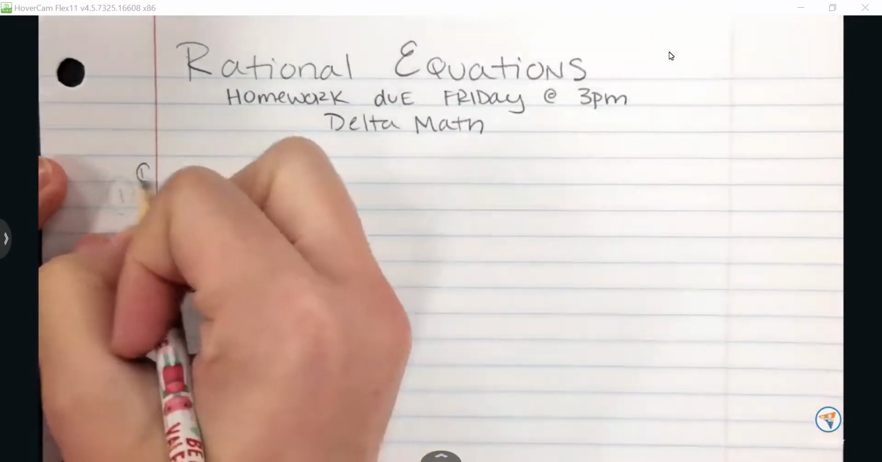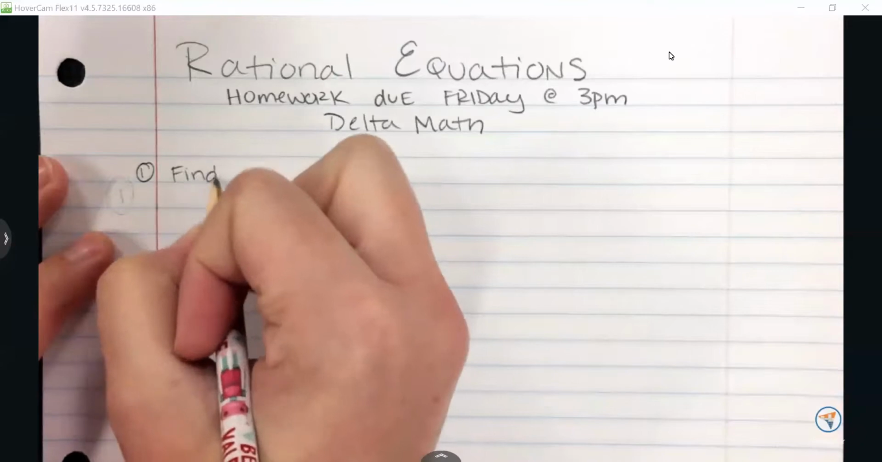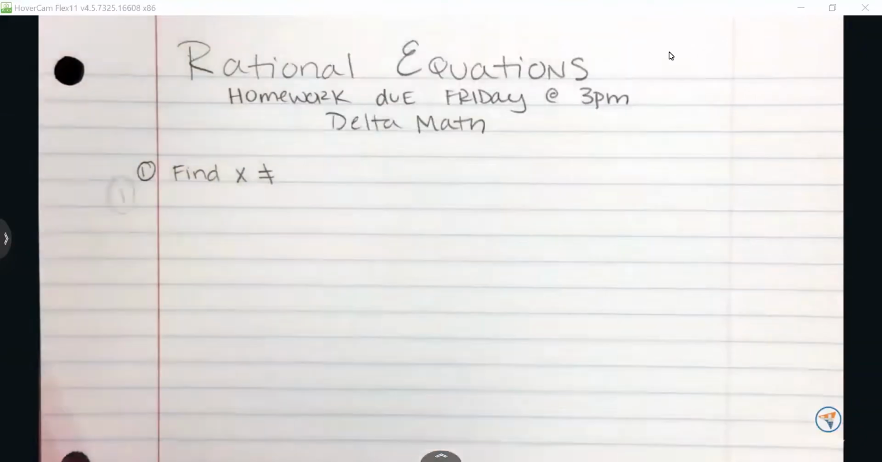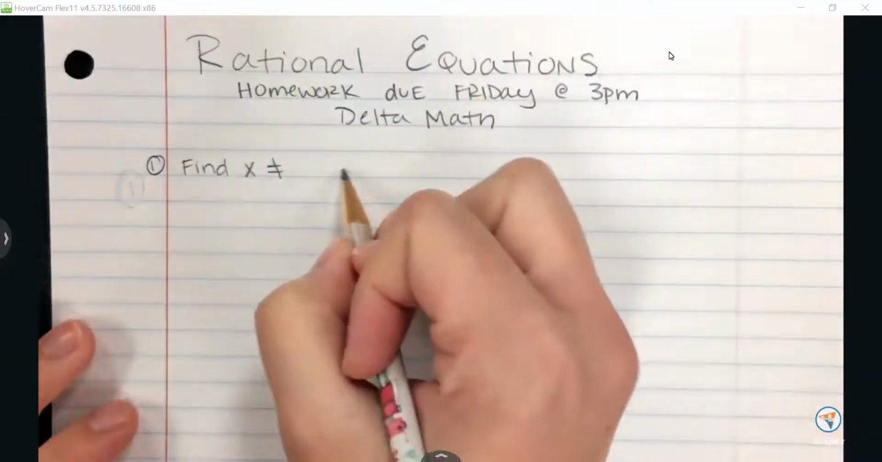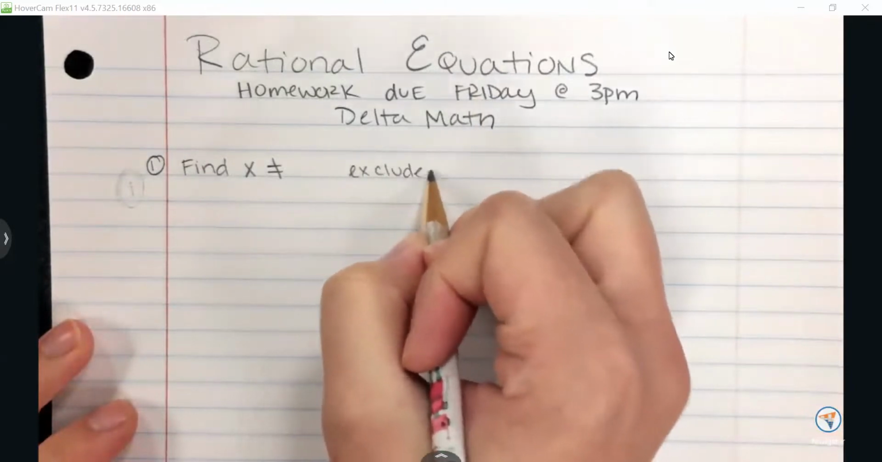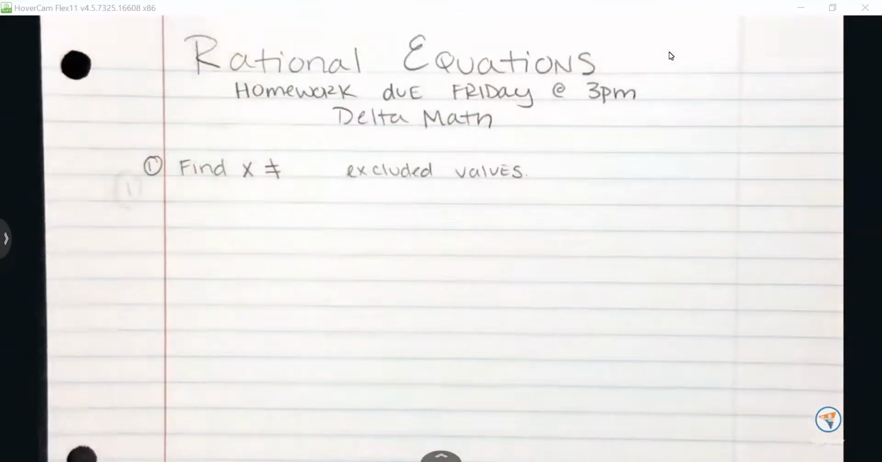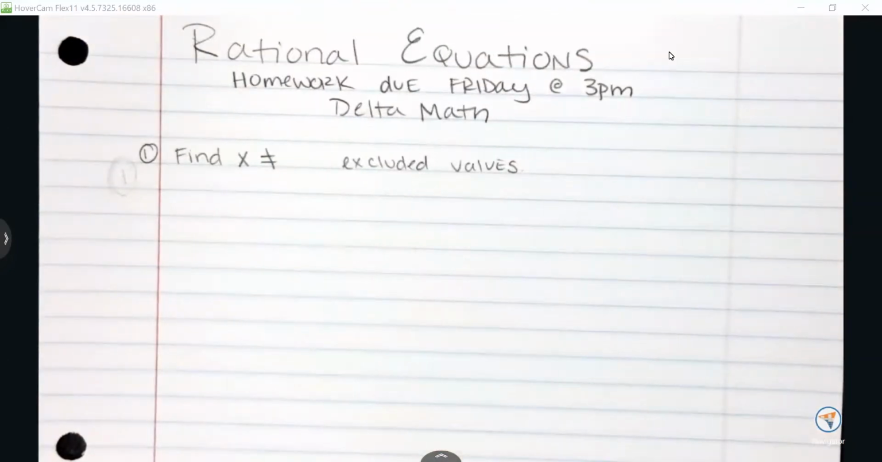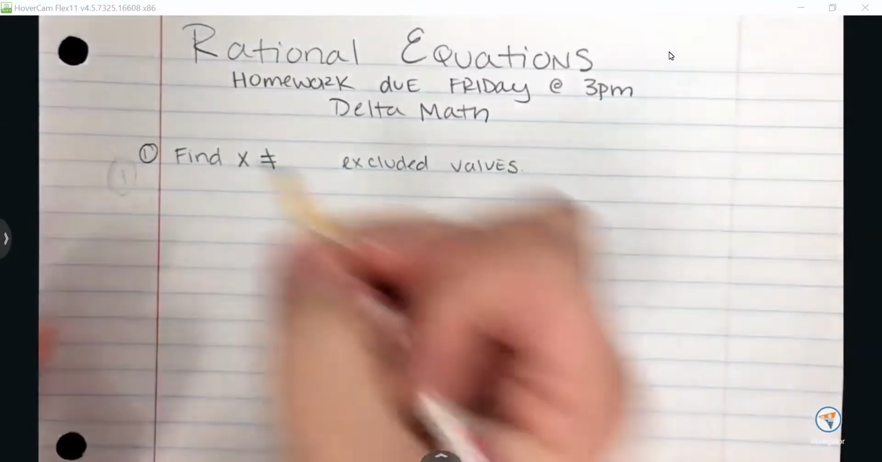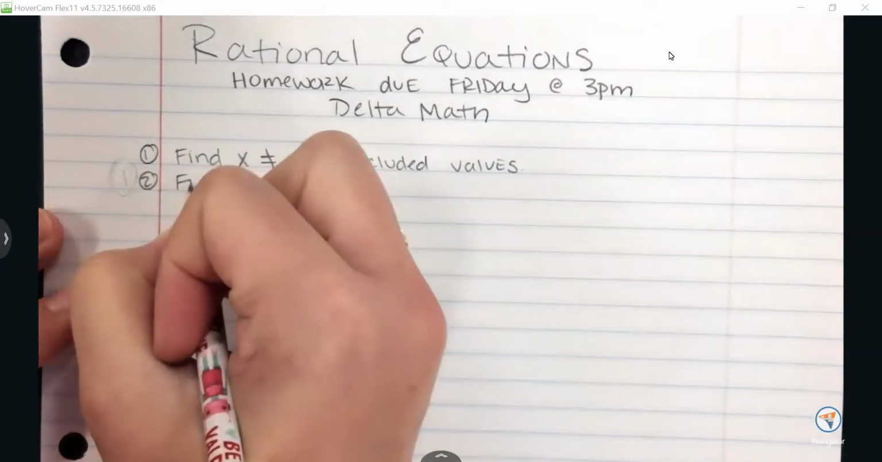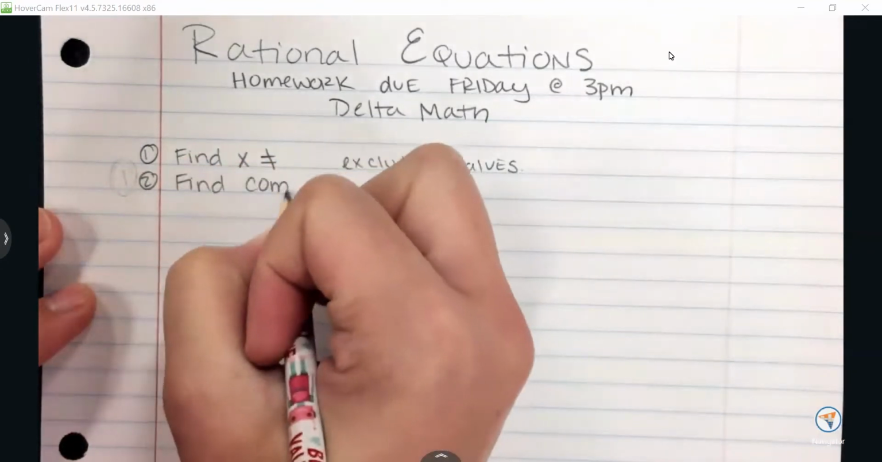Number 1, you need to find what x cannot equal. That's called your excluded values. And the reason I recommend you do it first is so you know right away if your answer will be an answer or if you'll have to cross it out. Okay? Abby, can you see the pencil back there? Okay. Number 2, you will have to find common denominators.